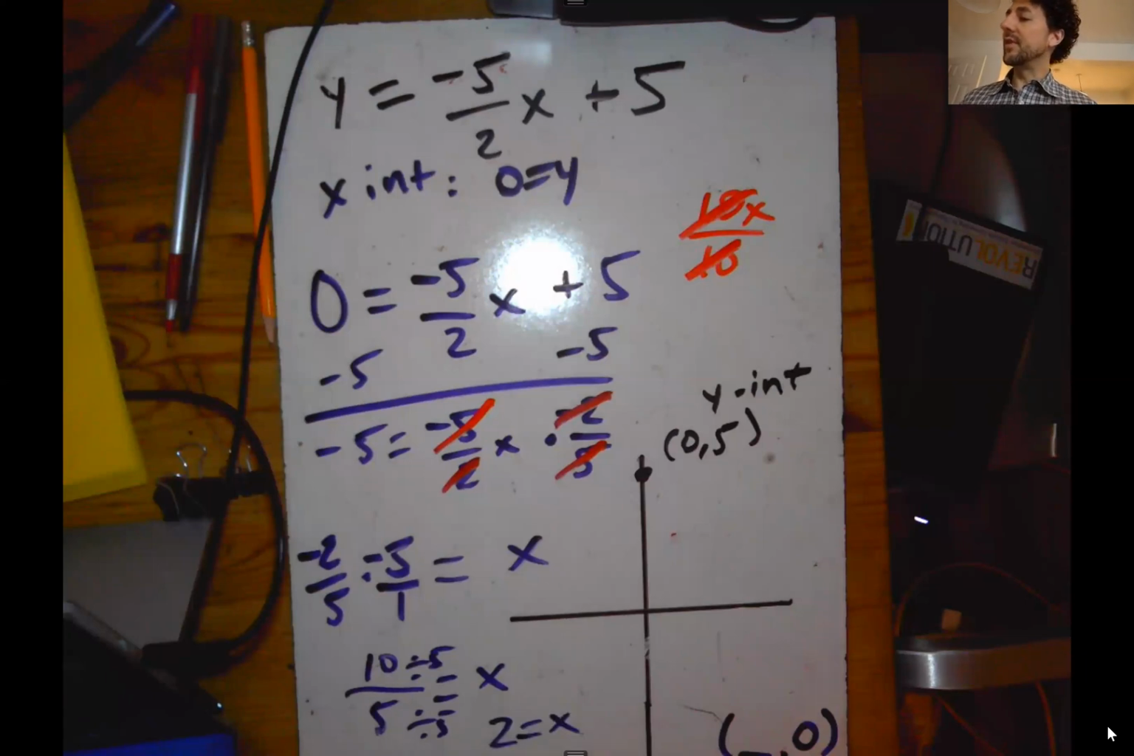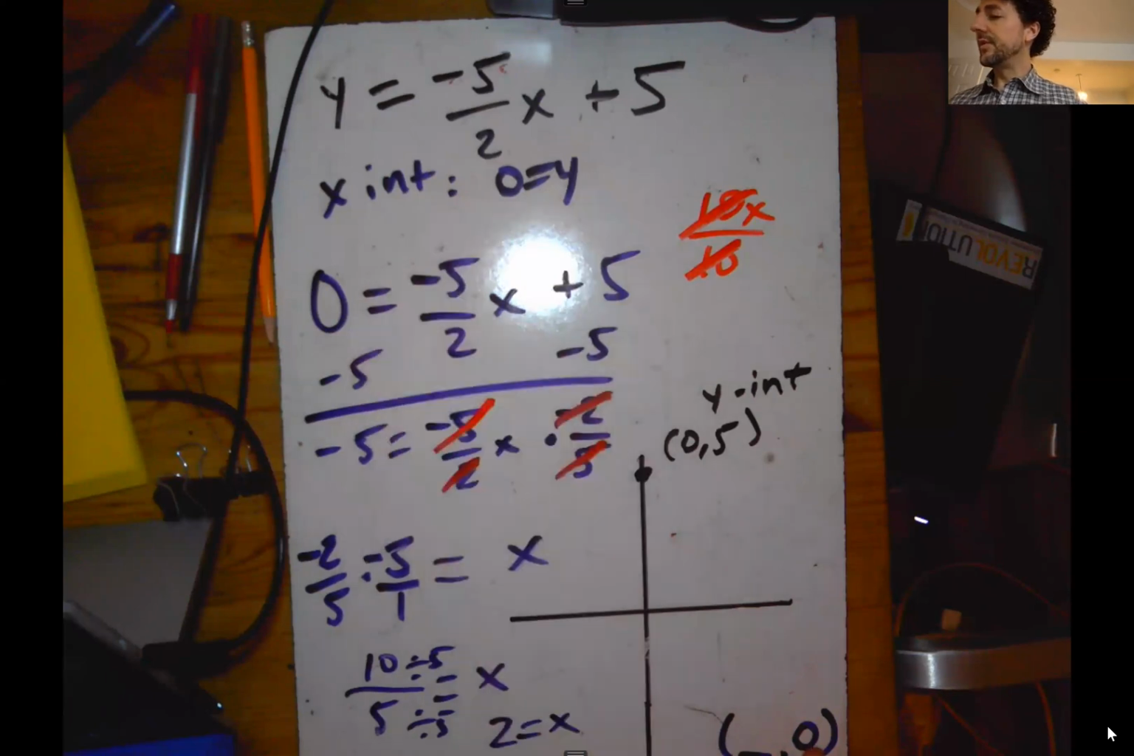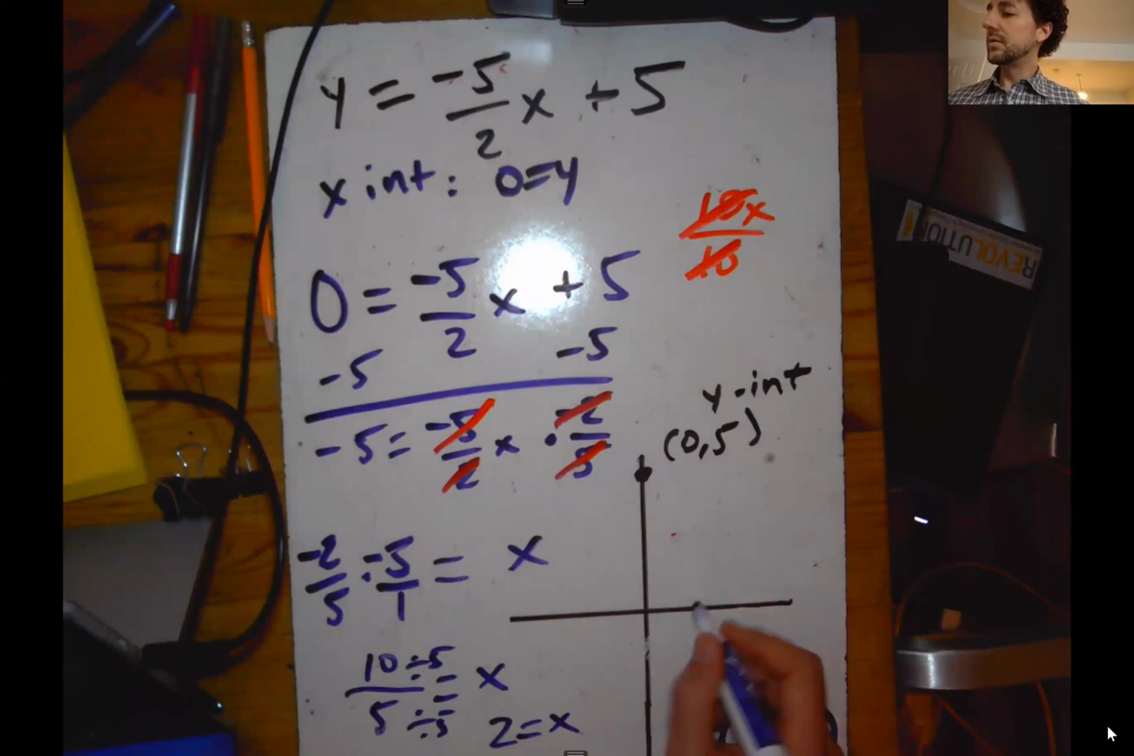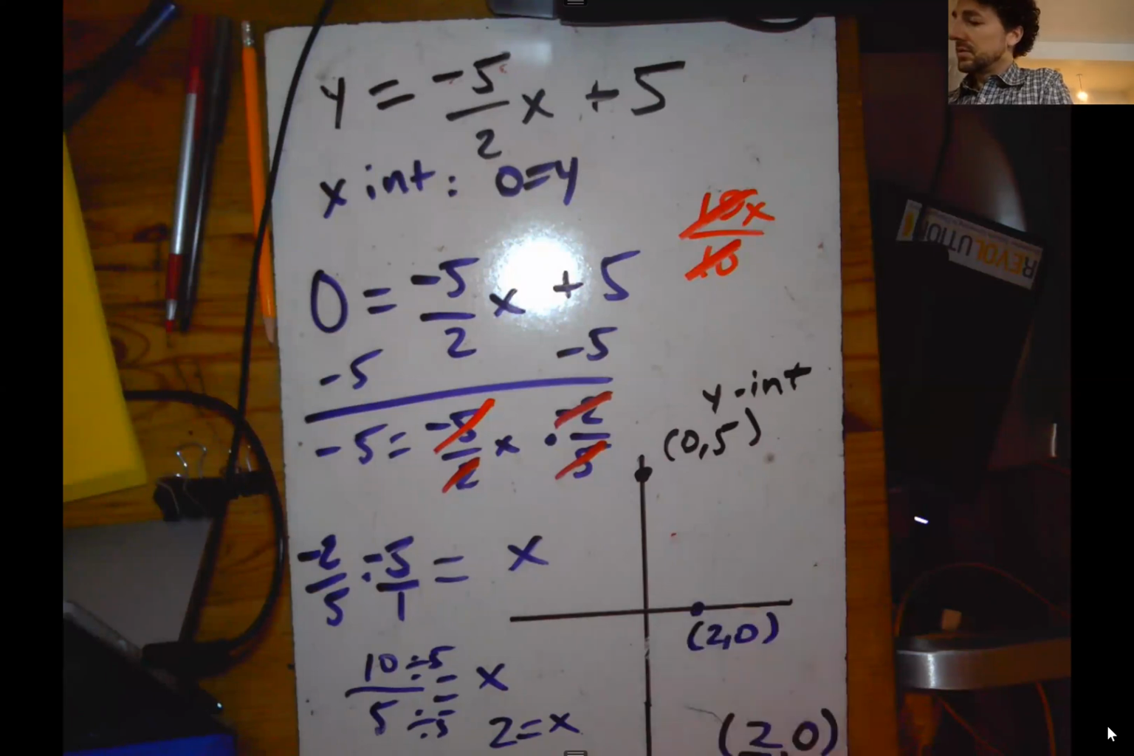That means that the coordinate that I just figured out, where y is 0, because I started the problem by setting y equal to 0, has x equal 2. So that means I can now plot on my coordinate plane x equals 2, y equals 0, and that's the x-intercept.